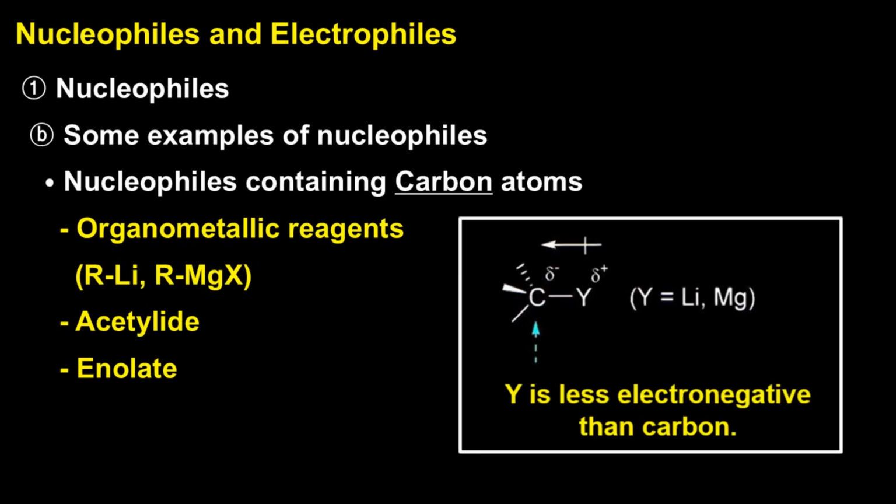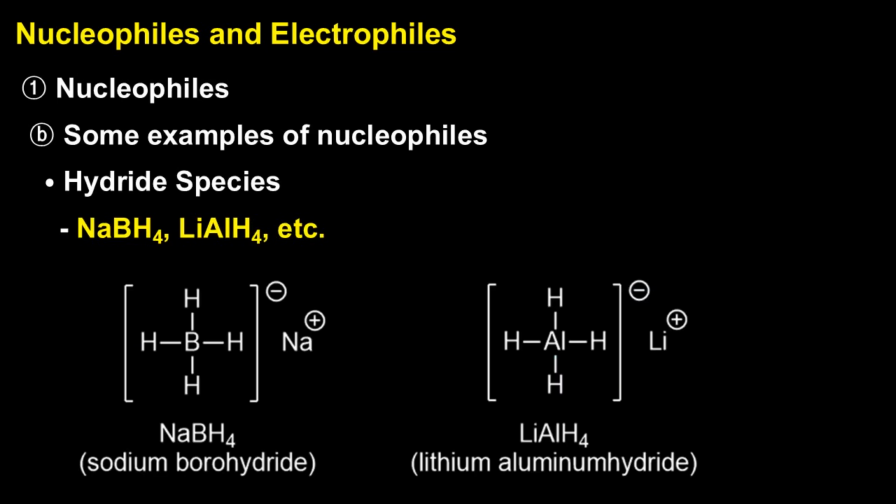So why are organolithium and Grignard reagents such strong nucleophiles? It all comes down to electronegativity. Carbon is way more electronegative than lithium or magnesium, so in a carbon-lithium or carbon-magnesium bond, the electron density actually gets pulled toward the carbon, not away from it. And that makes the carbon highly nucleophilic, ready to attack electrophiles in a heartbeat.